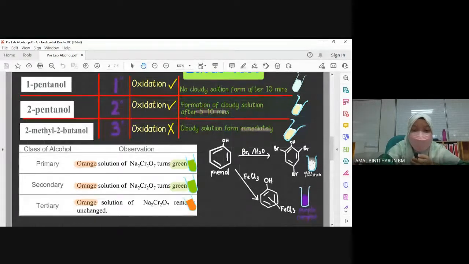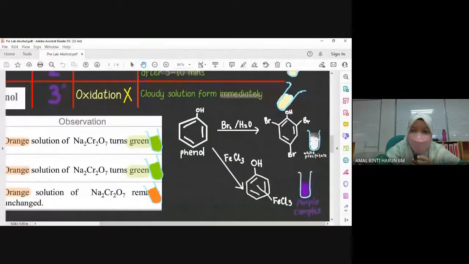Okay, apa nama dua test ni? First we test phenol with the bromine and water. So kita panggil dia bromine water. Bila kita react dengan bromine water, bromine ni dia warna reddish brown. React dengan phenol, phenol jernih. Tiba-tiba when we mix them together, we'll see that in our test tube there will be white precipitate form. If that is white precipitate form, that means the result is positive. It shows that the alcohol is aromatic alcohol.